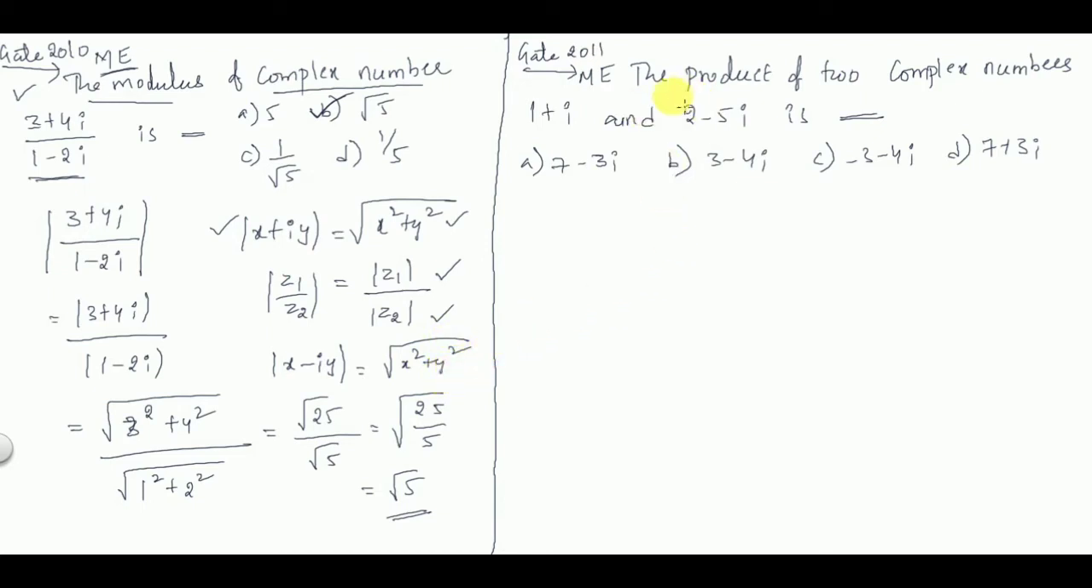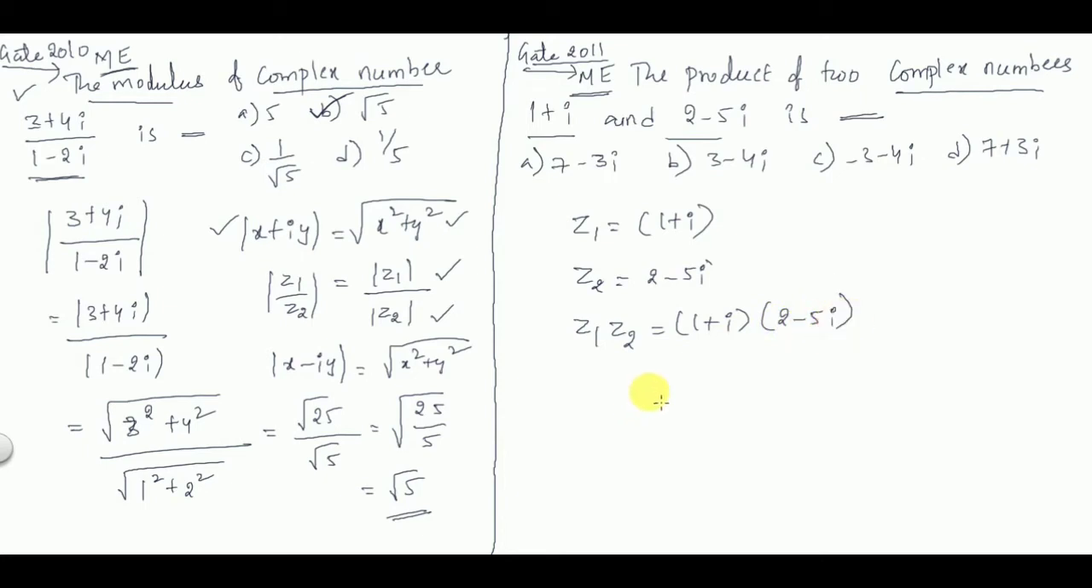In the next problem, asked in GATE 2011 for the same mechanical engineering branch, he has asked to find the multiplication of two complex numbers. So z1 is equal to 1 plus i and z2 is equal to 2 minus 5i. He has asked z1 into z2, which is 1 plus i into 2 minus 5i. So multiply these two.